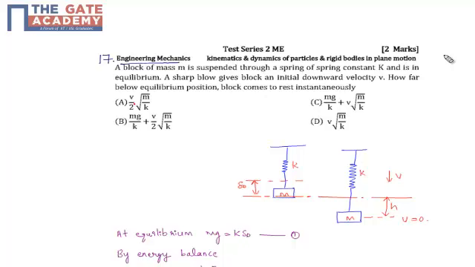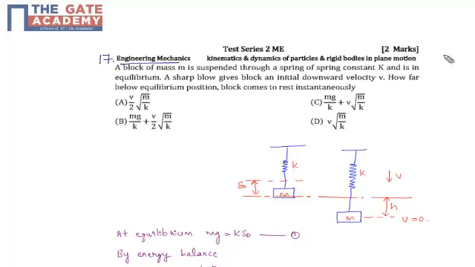Now option A is v by 2 root under m by k. Option B is mg by k plus v by 2 root under m by k. And option C is mg by k plus v into root under m by k. And option D is v into root under m by k.